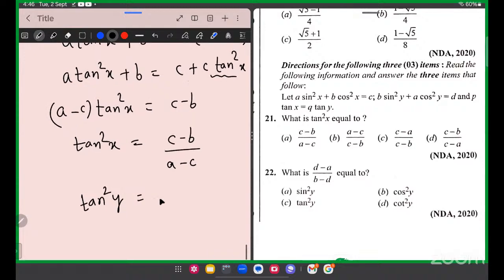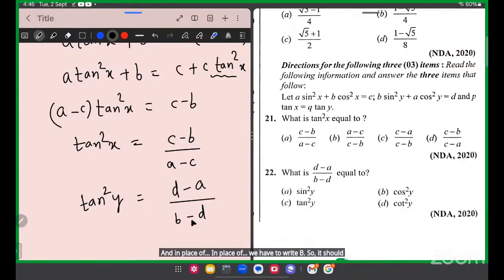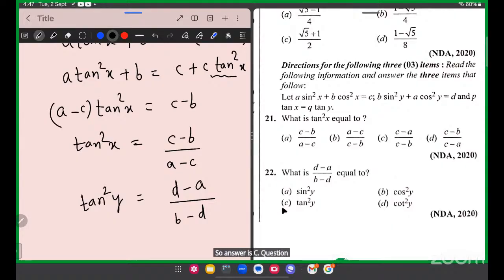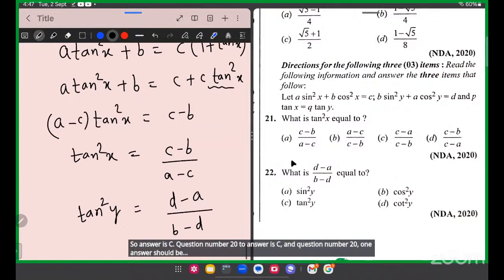So what we can do, using the same logic, instead of c, we have to write d. Instead of b, we have to write a, and in place of a, we have to write b. So it should be d minus a upon b minus d, and it will be equal to tan square y only. So answer is C. Question number 22 answer is C, and question number 21 answer should be A option.